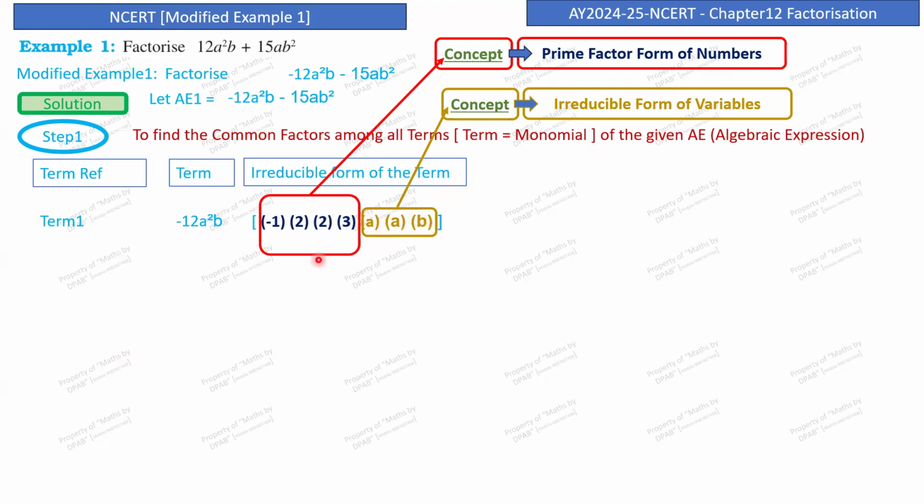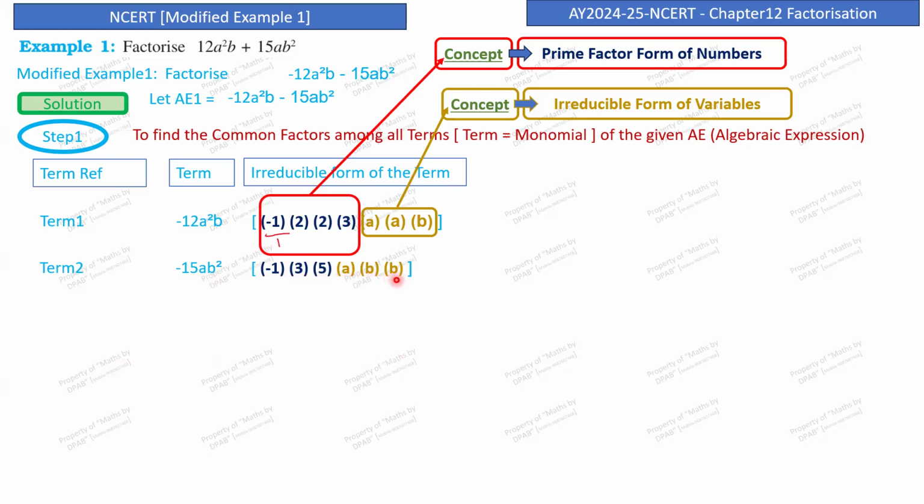So how many factors have we found for this minus 12a square b, that is, term 1? This is factor 1, factor 2, factor 3, factor 4, 5, 6, 7. So there are 7 factors. In the same way, we have found the factors for term 2: the irreducible form of the term minus 15ab square is minus 1 into 3 into 5 into a into b into b.